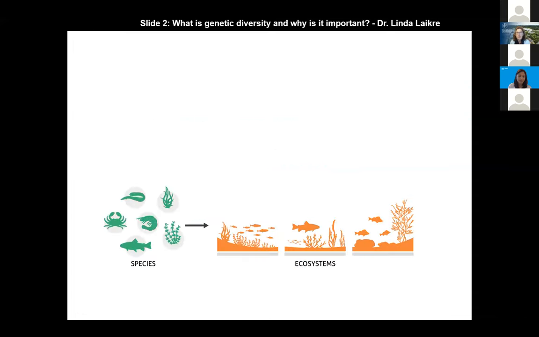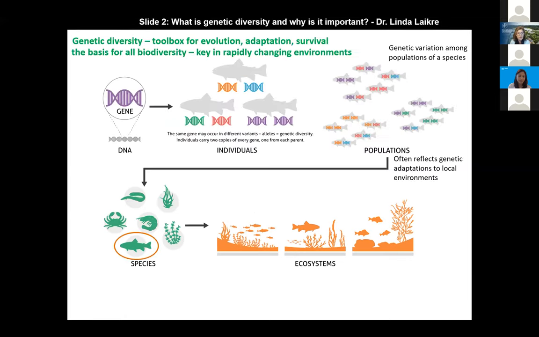So when we talk about biodiversity, we typically think about species and ecosystems. And we know that when we lose specific species, this can have devastating effects for entire ecosystems. But in addition to this level of biodiversity, we also have genetic diversity, and that's variation within species. So it originates at the DNA level, where a specific gene can occur in different variants. We call them alleles, and I symbolize them with colors here. And this variation builds up into genetic diversity within populations and genetic diversity between populations. And between population genetic diversity often reflects genetic adaptations to local environmental conditions.